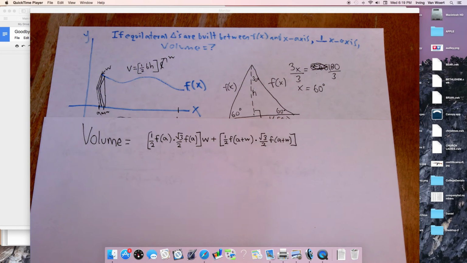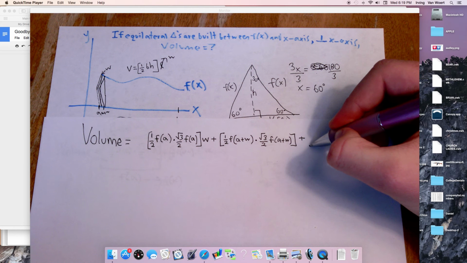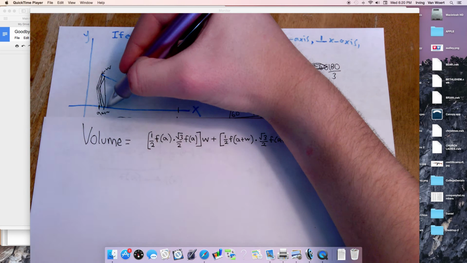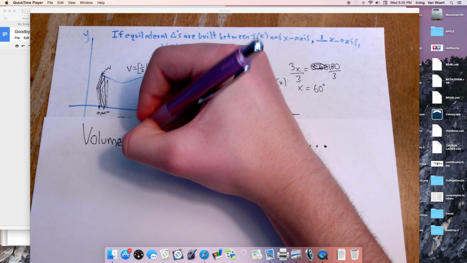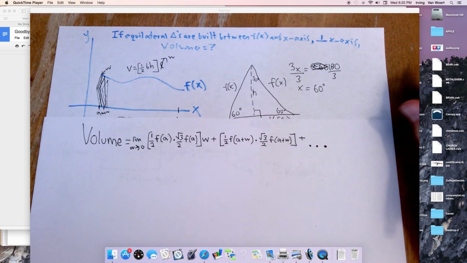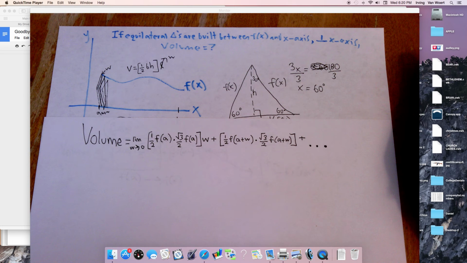As I had before, basically what we have at this point is the volume of the first two triangular prisms. But the idea is that there are many, many triangular prisms. So it would be more accurate to say plus dot, dot, dot, and then just add up all the triangular prisms that we could possibly have between points A and B. And in fact, we're taking the limit as W approaches 0, so that we have infinitely many triangular prisms. And so this is the formula that actually is the definition of the integral.